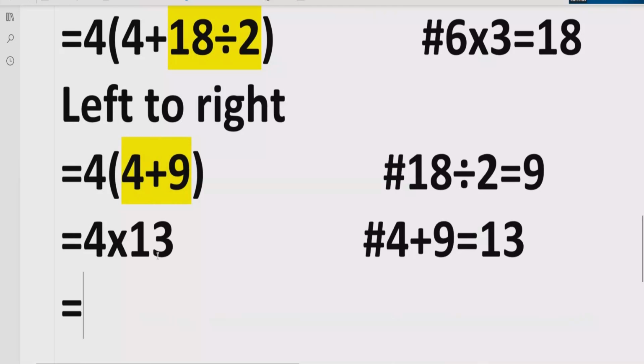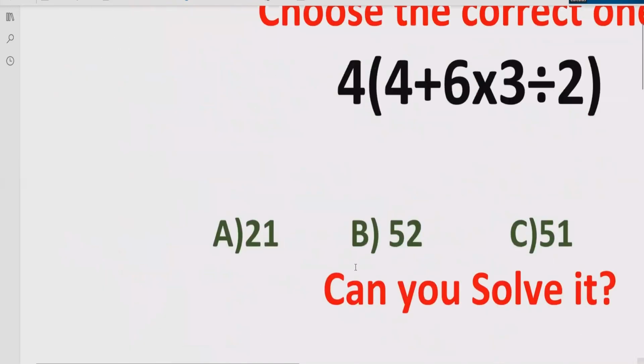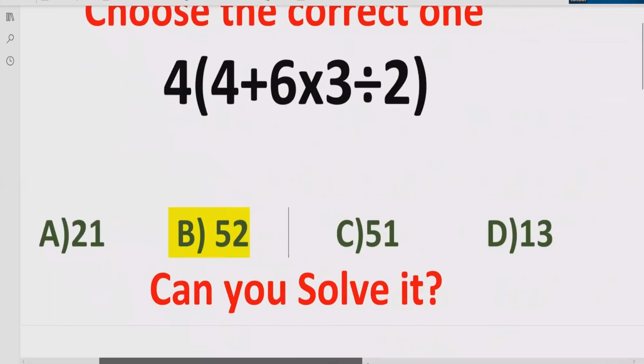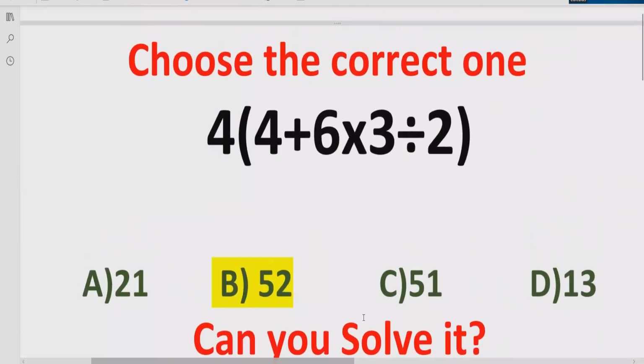And we will get the answer: 13 1s are 13, 13 2s are 26, 13 3s are 39, and 13 4s are 52. So now we get the answer is 52. If you see the answer list, answer B is the correct answer of this expression. So this is the way to solve any arithmetic expression in PEMDAS and BODMAS method. You can follow any rule and you can get the same answer.